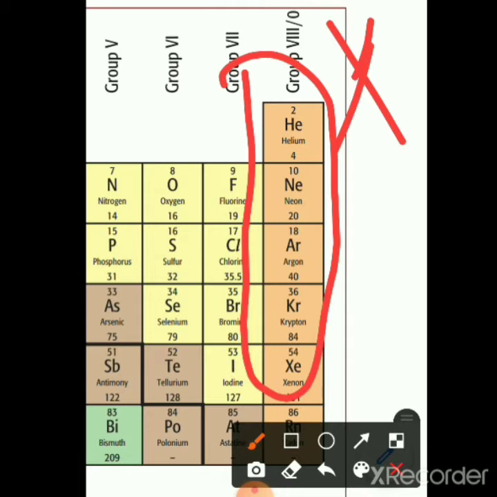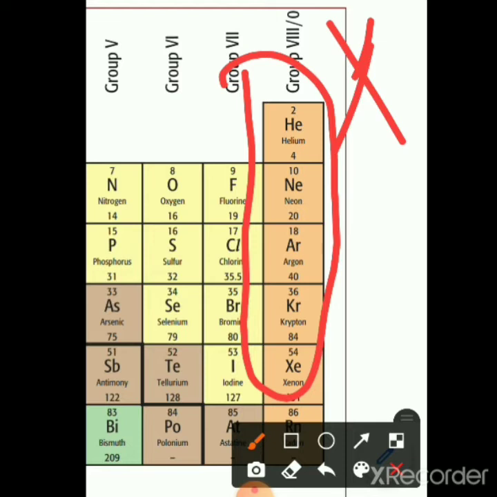Another thing is that any element reacts with other elements to attain stability, to fulfill their outermost shell, because mostly they contain an odd number of electrons in their outermost shell. So in order to get rid of that odd number of electrons, they will react with a given metal or a non-metal.